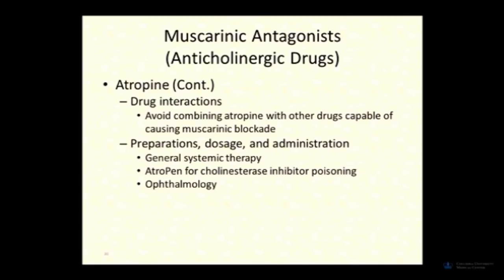General systemic therapy is one preparation. An AtroPen, which is that auto injector that I was describing for military uses to oppose the nerve gas, the cholinesterase inhibitors, and ophthalmology, those are the drops of atropine to help dilate the pupils.